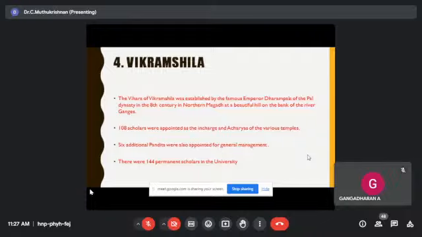So there were 108 scholars appointed as in charge, along with the acharyas of the various temples. Along with the 108 scholars, 6 additional pandits were also appointed for general management purposes, and there are 144 permanent scholars in the university.